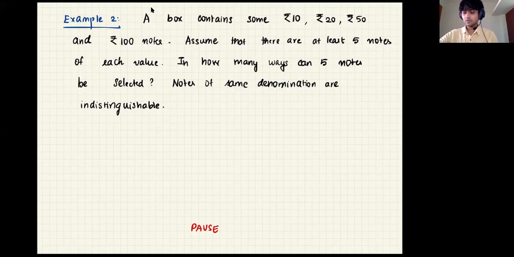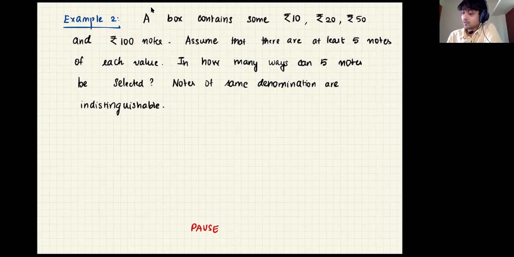Okay, so let me guide you through this. It's not an easy question. We have not seen this also. So first of all, the notes of 10 rupee are identical, 20 rupee notes are identical, 50 rupee notes are identical, and 100 rupee notes are all identical.